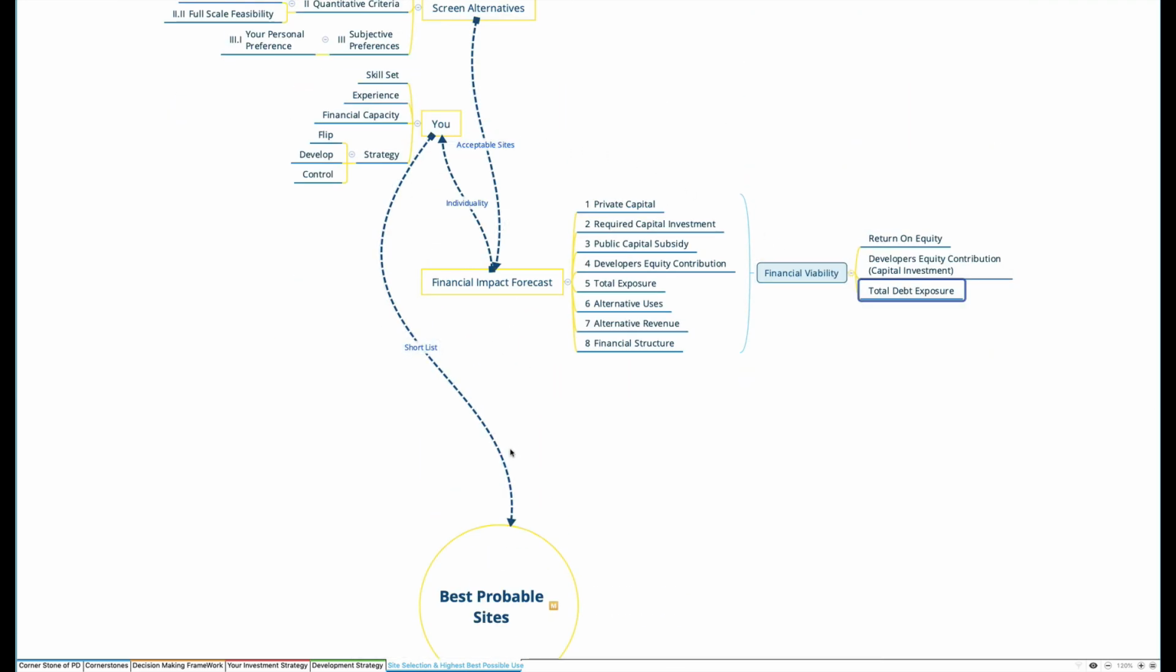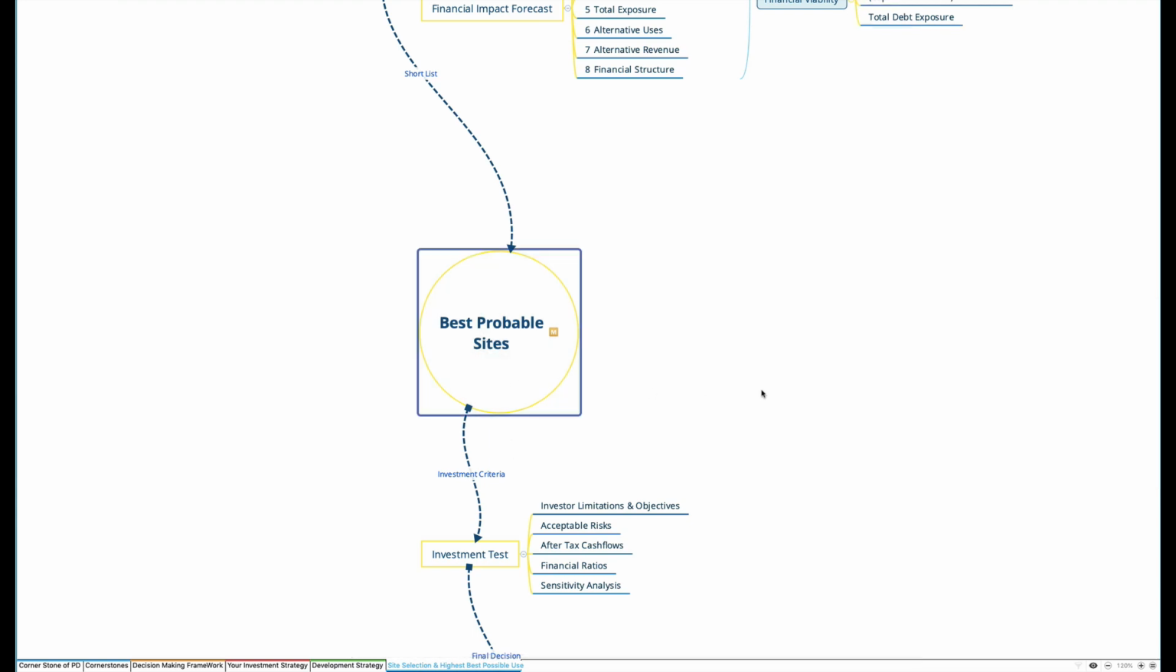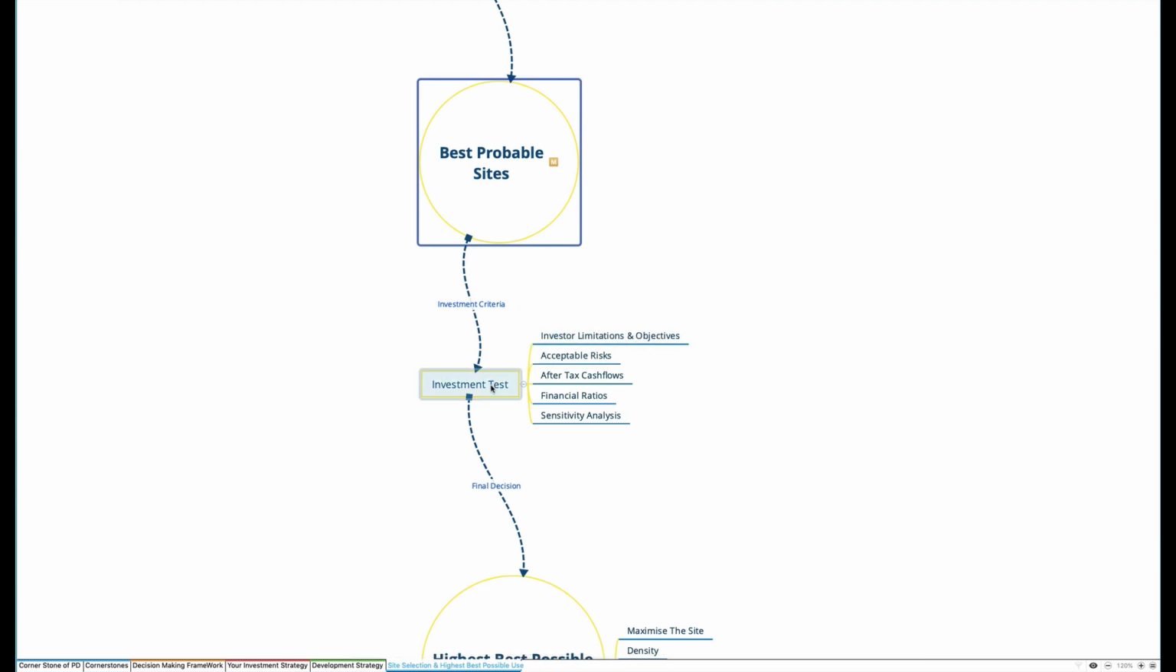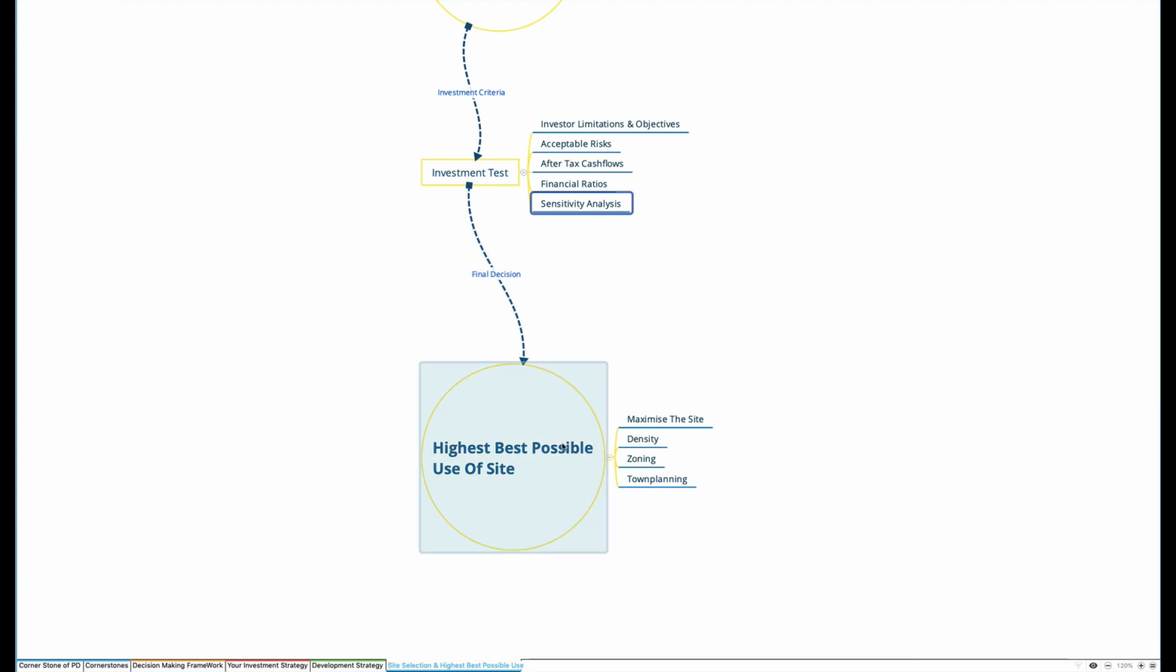Once you've got all of these, you take your shortlist to look at the best probable sites and test them against your investment criteria. Your investment test will be based on your investor limitations and objectives, your acceptable risk, after-tax cash flows, financial ratios, and sensitivity analysis. Your final decision will be based on the highest best possible use of the site. That is, can you maximize the site, what is the density, what is the zoning, and what does the town planning actually say.